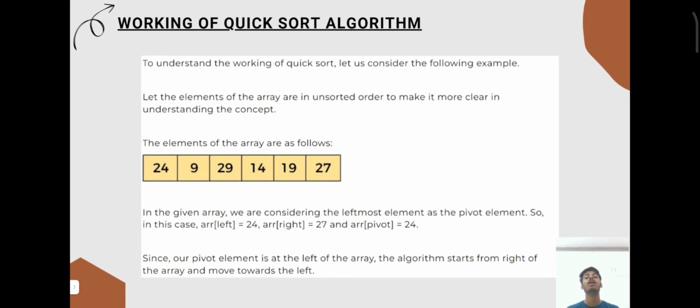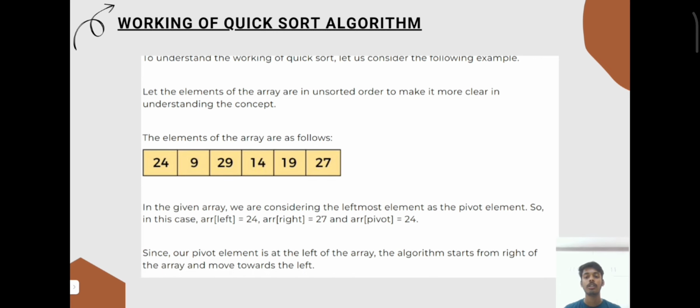Moving on, let us see how the quicksort algorithm works. To understand the working of quicksort, let us consider the following example. Let the elements of the array be in unsorted order to make it clearer to understand the concept. The elements of the array are as follows. You can see that the elements are in unsorted order, that is 24, 9, 29, 14, 19, and 27. In the given array, we are considering the leftmost element as the pivot element.